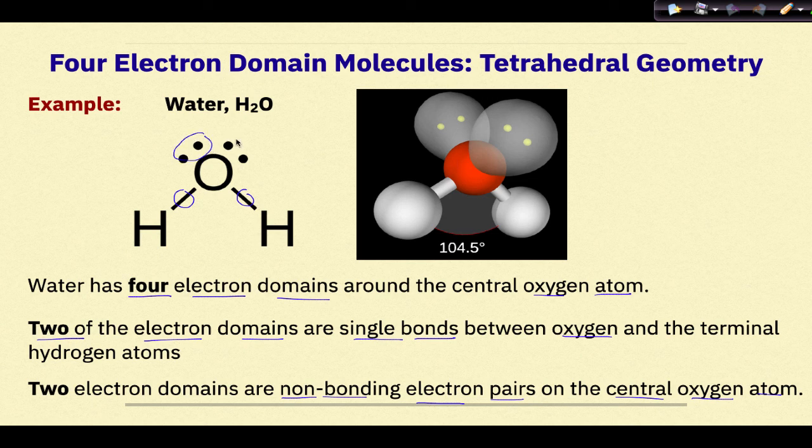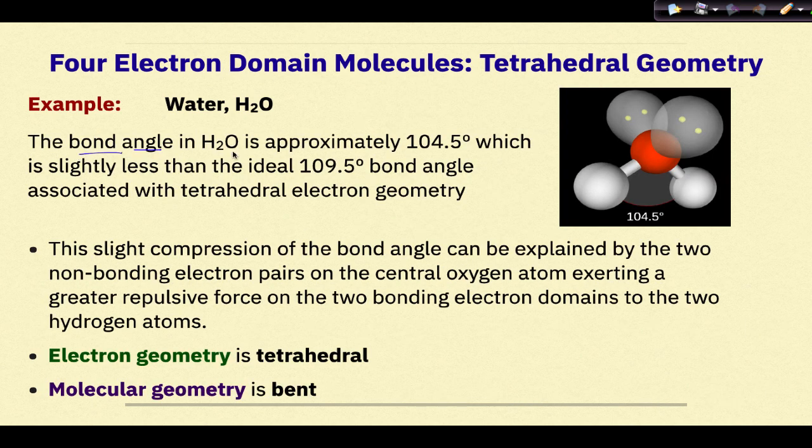So 1, 2. The bond angle in water is approximately 104.5, which is slightly less than the ideal 109.5 degree bond angle associated with the tetrahedral electron geometry. This slight compression of the bond angle can be explained by the 2 non-bonding electron pairs on the central oxygen atom exerting a greater repulsive force on the 2 bonding electron domains to the 2 hydrogen atoms.